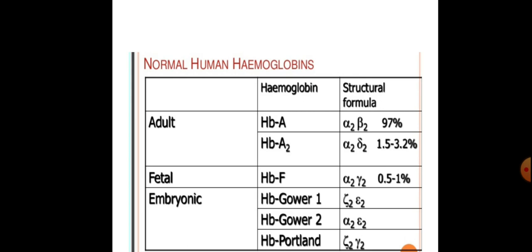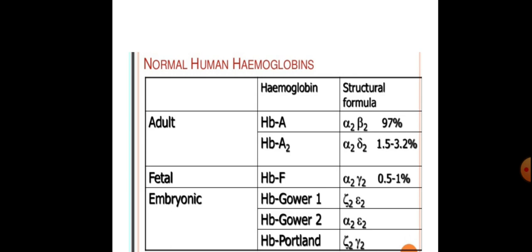Normal human hemoglobins are of these types, and the structural formulas are as follows. The adult type of hemoglobin is majorly hemoglobin A, whose structural formula is alpha 2 beta 2, and it constitutes 97%. There is also another type of hemoglobin in adult life, hemoglobin A2, with structural formula alpha 2 delta 2, which constitutes 1.5 to 3.2%.